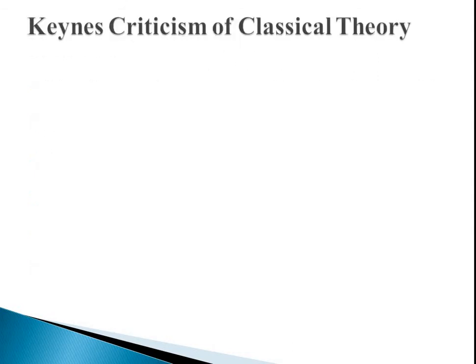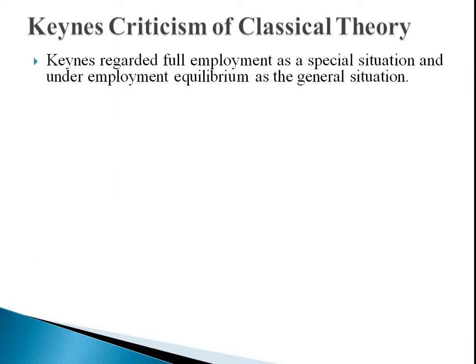Finally, we move on to Keynes' criticism of the classical model. Firstly, Keynes regarded full employment as a special situation and underemployment equilibrium as the general situation. He said that the classical assumption of full employment equilibrium was an unrealistic assumption. He said that it is the deficiency of aggregate demand which leads to involuntary unemployment in the economy, and the existence of involuntary unemployment proves that underemployment equilibrium is a normal situation and full employment equilibrium is abnormal and accidental.